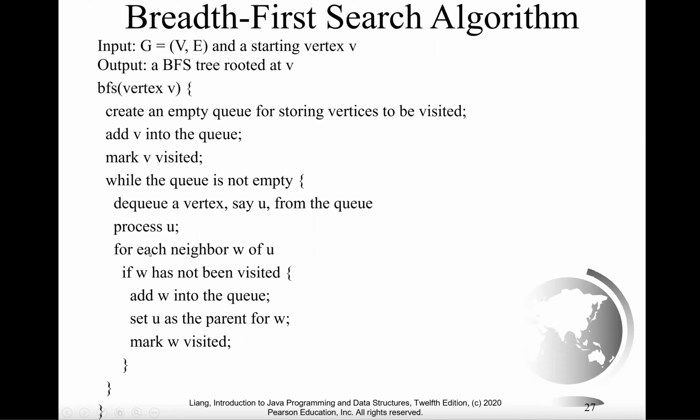Process U. For each neighbor W of U, if W has not been visited, we're going to add W into the queue, set U as the parent for W, and mark W visited. So this is for each neighbor W of U.